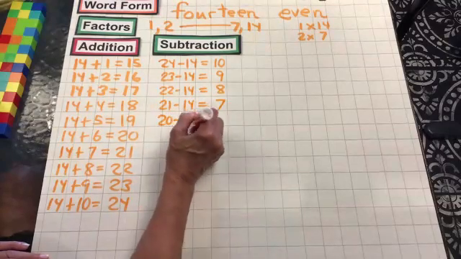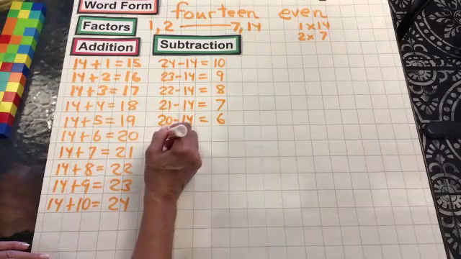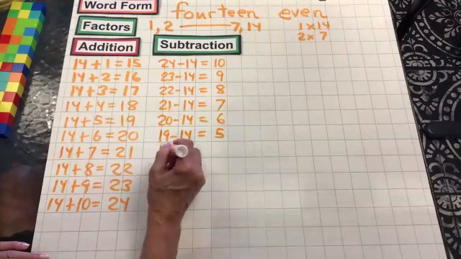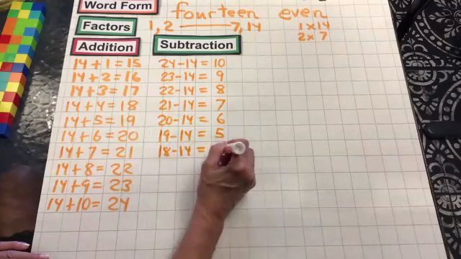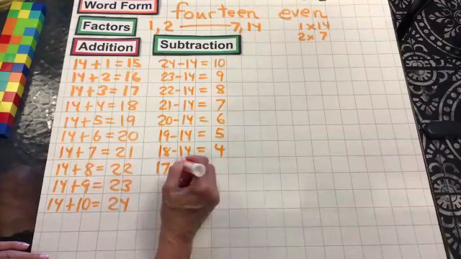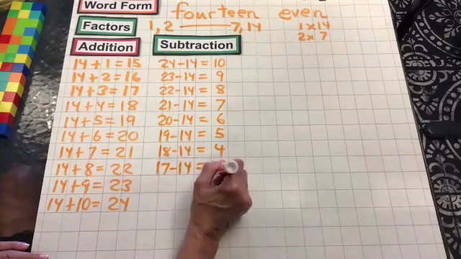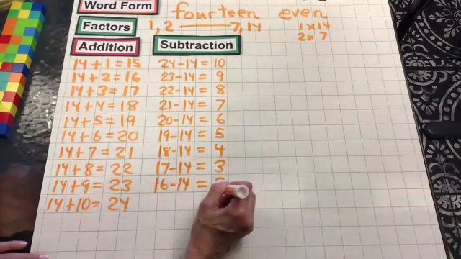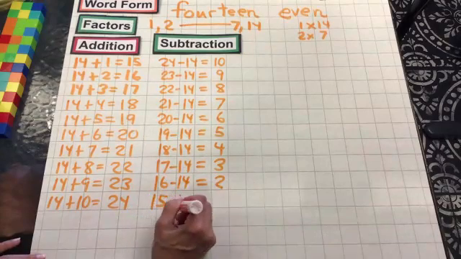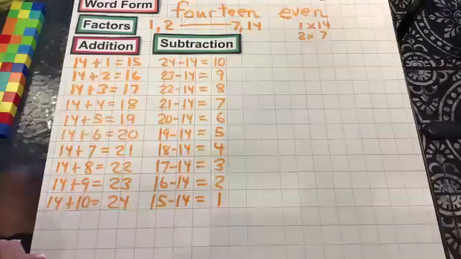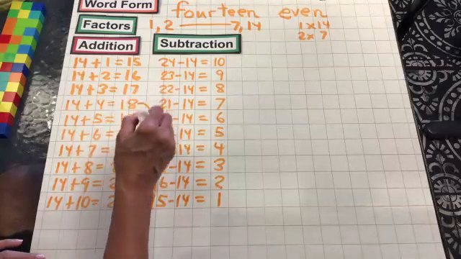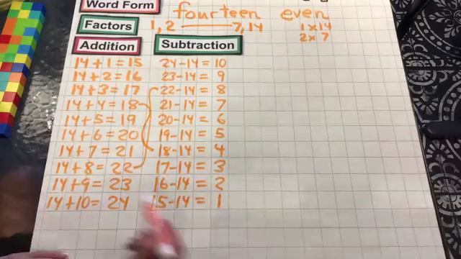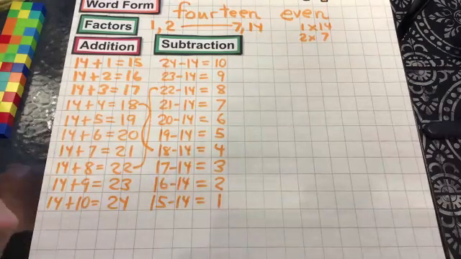20 minus 14 equals 6. 19 minus 14 equals 5. 18 minus 14 equals 4. 17 minus 14 equals 3. 16 minus 14 equals 2. 15 minus 14 equals 1. And of course, we just use the same ones wherever they are. You can see how you can flip-flop your addition into subtraction.